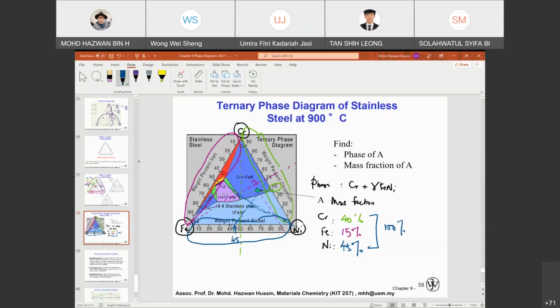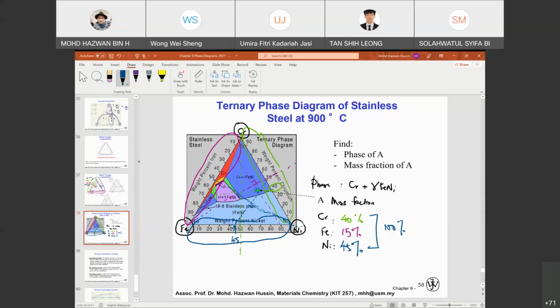You pick the point, and then you draw the vertical line, and see what the perpendicular line, 90 degrees, is that is opposite to it. Then you can read the value.